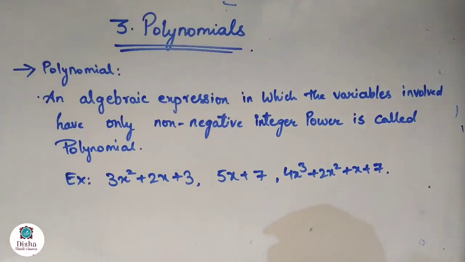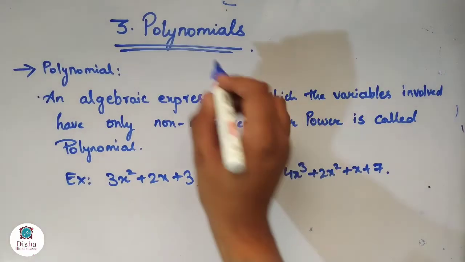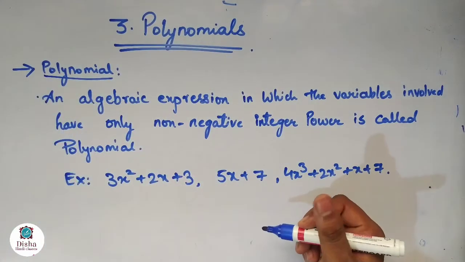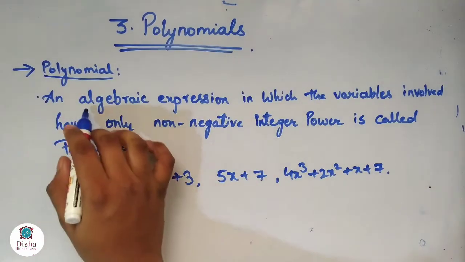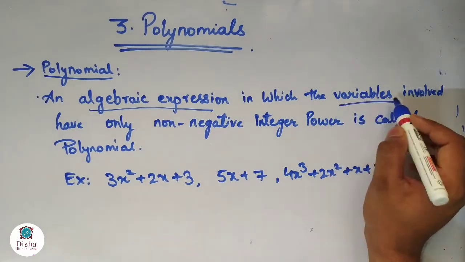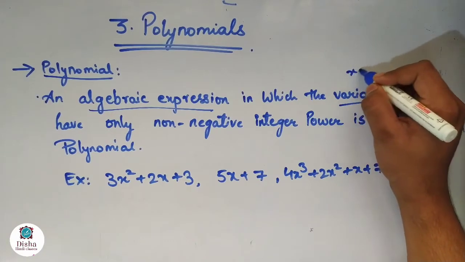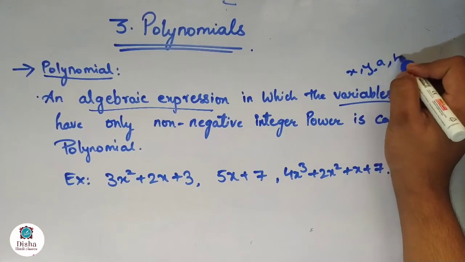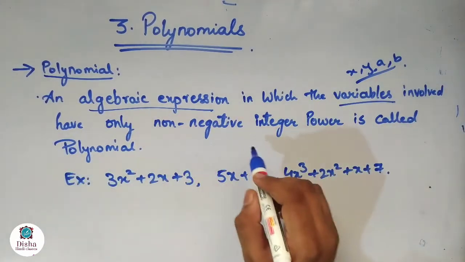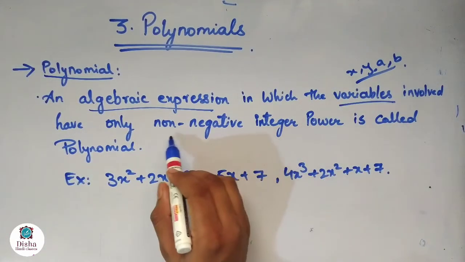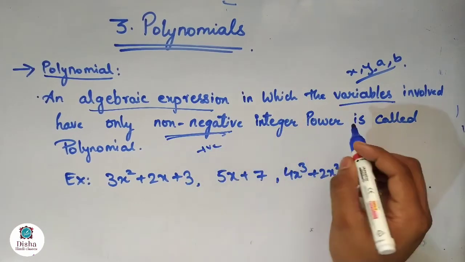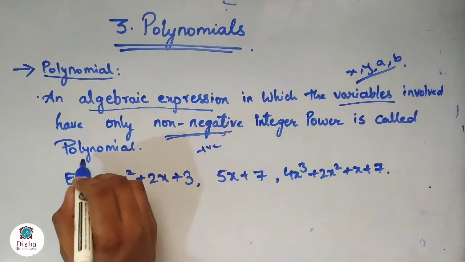So good morning everyone. Today we are going to start the chapter polynomials, right? So polynomial, what is meant by polynomial? Polynomial is an algebraic expression in which variables are involved. Variables means x, y, a, b, etc. The variables involved have only non-negative integer powers. So there should be non-negative, means only positive powers should be there, then it is known as a polynomial.